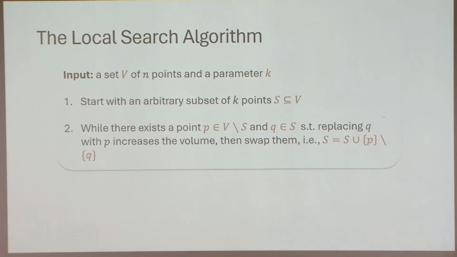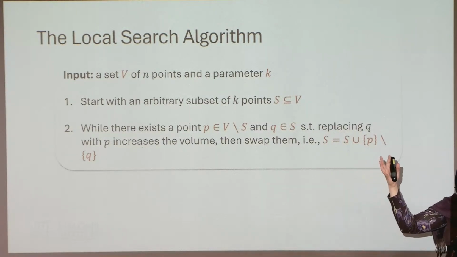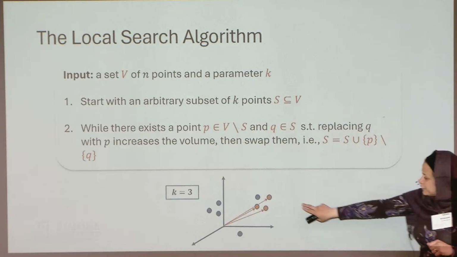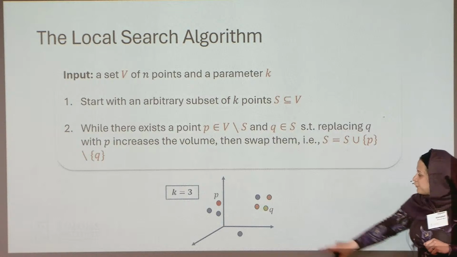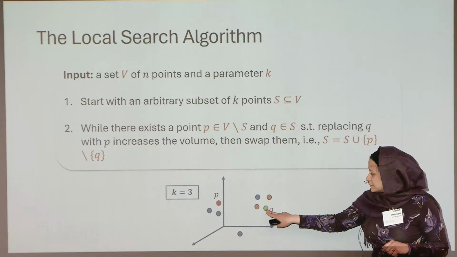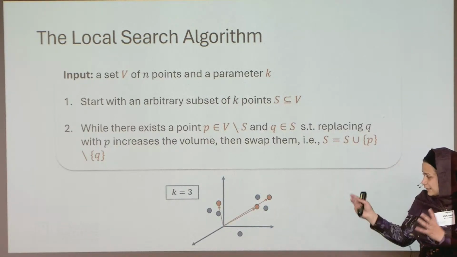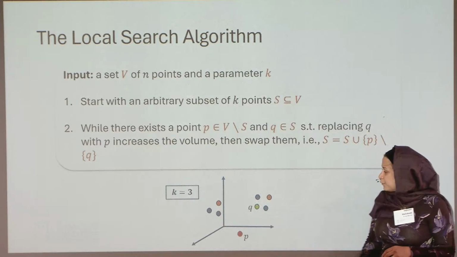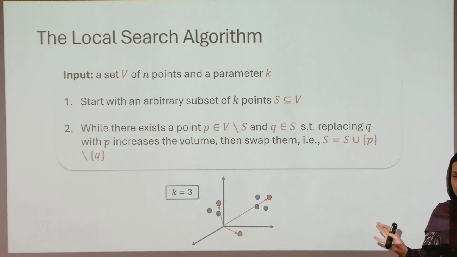And so what is the local search algorithm? In the local search algorithm, you start with a subset of size k of the points, and as long as you can swap one point in the current set with a point outside that increases the volume, you perform this swap. So maybe first you start with these 3 points. You find another point that, if you swap it with this one, increases the volume of the parallelepiped spanned by those 3 points. So you swap it. Again, you find another point, you swap it, and so on. So this is the algorithm.